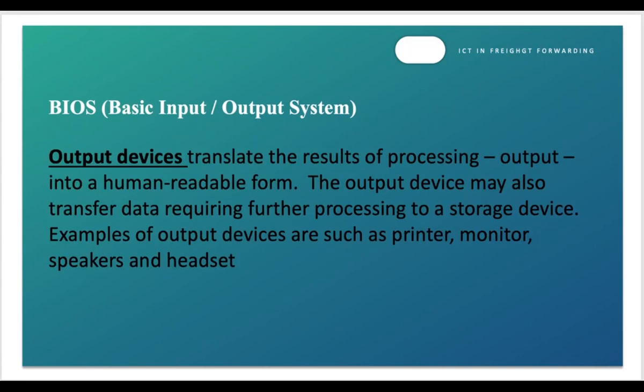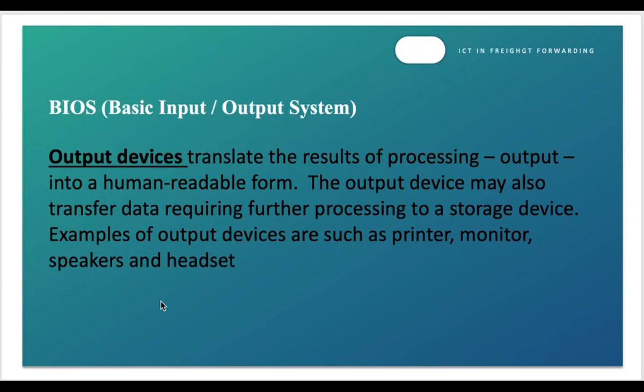Now, for the output devices, once we have put the information into the computer, we require certain results. These results come out through the output devices. So we say that the output devices translate the results of processing, that is the output, into human readable form. This is coming from the machine, but it converts it into a human readable form for us as we require. Examples of such output devices are the printer, the monitor, the speakers, and a headset.